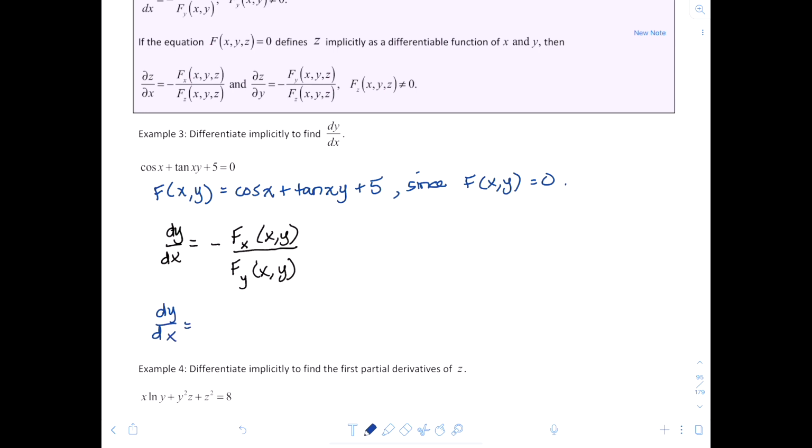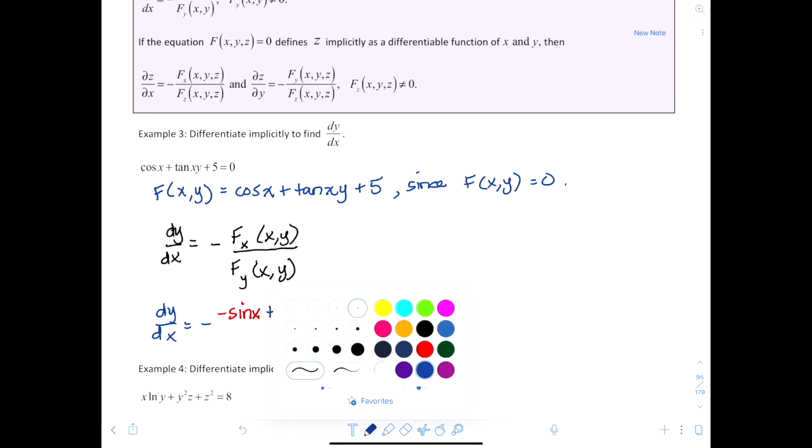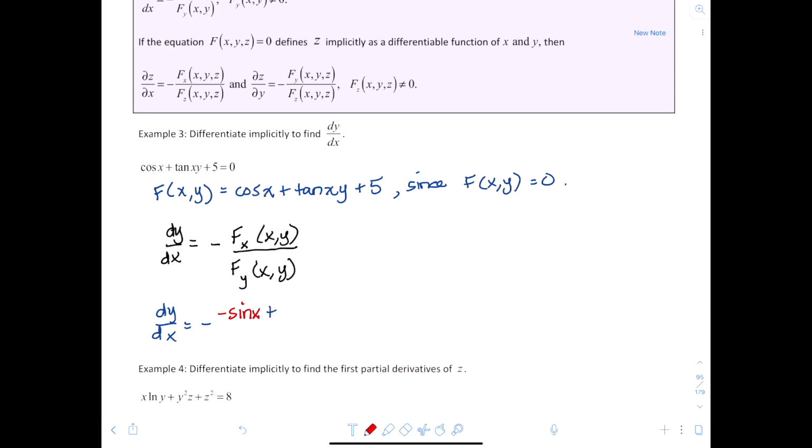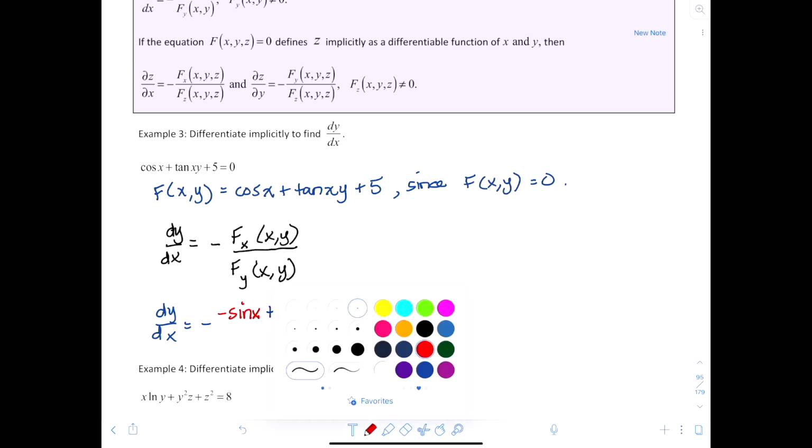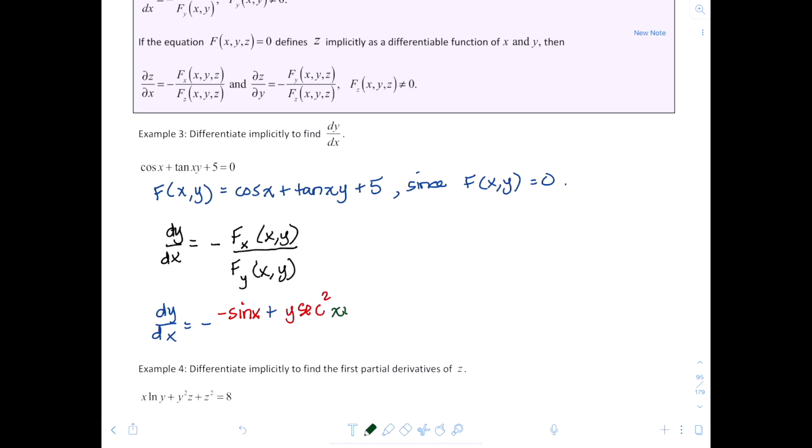So dy/dx is negative Fx of x and y, treating y as a constant, means that we will have negative sine of x for the first term. We will add to that, beautiful, y is treated as a constant, right? So using the chain rule, we'll have y, and then the derivative of tangent of something is secant squared of something, and our something is x times y, and then the plus 5 zeroes out.